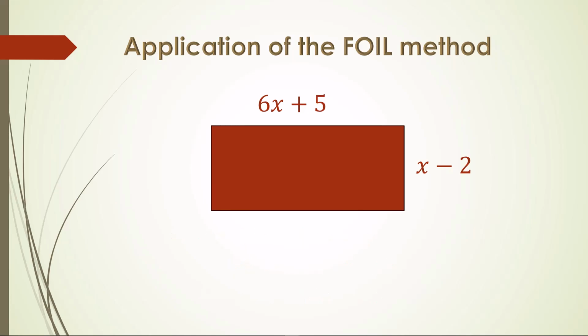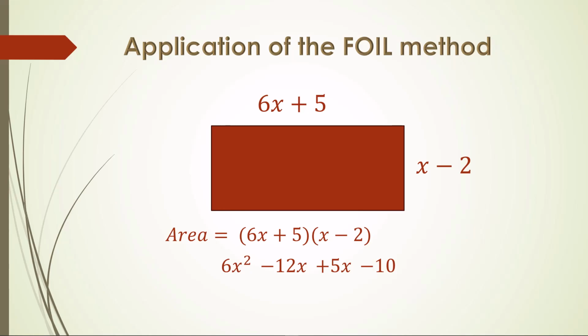Here is another example, a rectangle with dimensions 6x plus 5 and x minus 2. Following the FOIL method, we multiply the first terms, the outer terms, the inner terms, and finally the last terms. Combine the two x terms and achieve a final result representing the area of this rectangle.